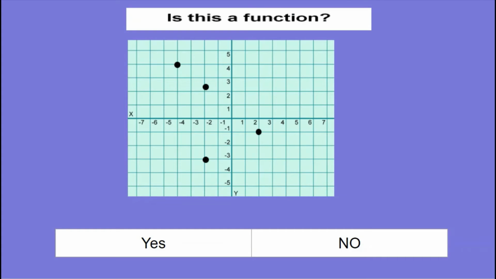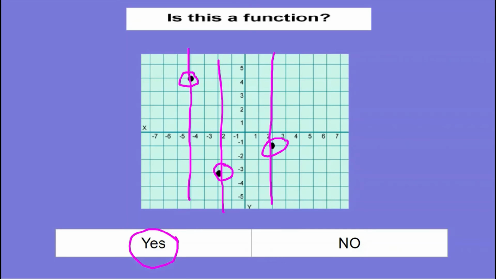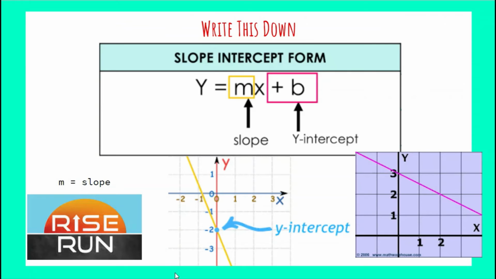Is this a function? Yes or no? Answer on the Ed puzzle. All right, this is not a function because if I do a vertical line, I see I have 2 points that hit my vertical line. Not a function. Is this a function? Answer on the Ed puzzle. This is a function because where I draw my vertical lines, there's only 1 point on each vertical line. So this is a function.